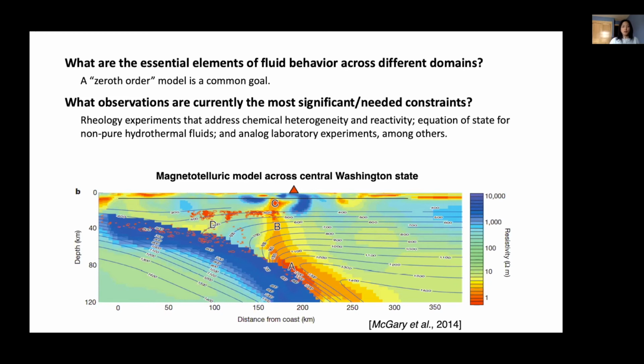And lastly, what observations are most significant or needed? We talked about a range of observations, seismic to geodetic to MT data, but people emphasized that among these data, we really want high frequency time series data, and particularly looking at transient processes, fluid related processes. Some other data or observations are those that can constrain equation of state for non-pure hydrothermal fluids, and analog models.